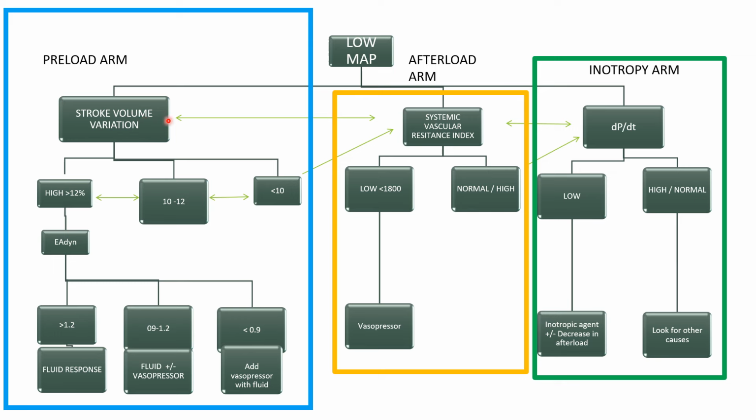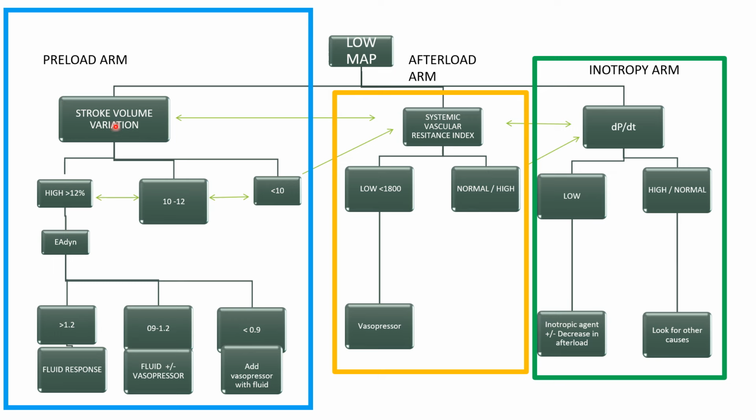First things first, I will look for the stroke volume variation. The first question I asked is whether my patient is fluid deficient. Now, if I have a value of more than 12, yes, my patient is fluid deficient. But that is not the end of it. The second question I ask in this arm is whether my patient is fluid responsive, that is, whether giving fluid will have some impact on the mean arterial pressure. That is taken care of by EA time.